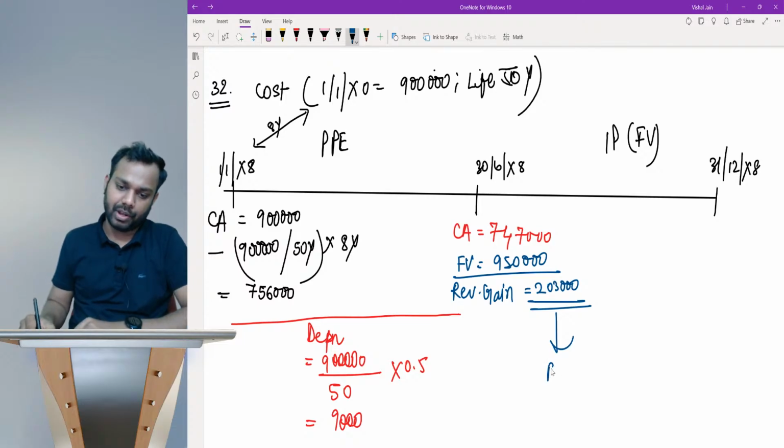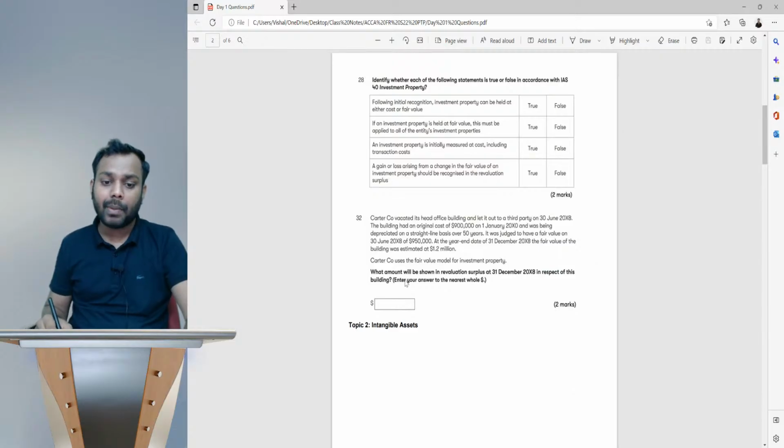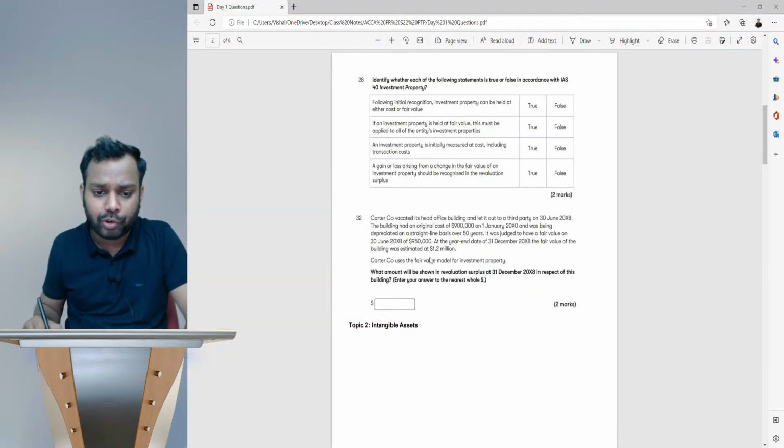Revaluation reserve. Very good. It will be transferred to revaluation reserve. And what is the question? What amount will be shown in revaluation surplus as at 31st December 20x8 in respect of the building? The answer is 203,000.